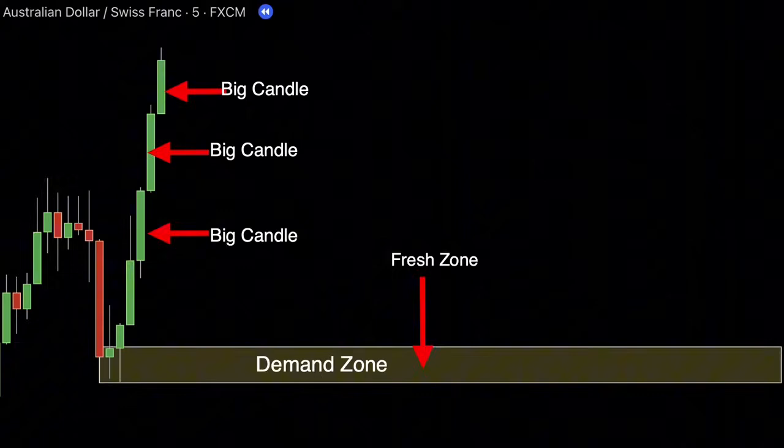A good sign for a high probability trade. Now, let's check the freshness of the zone. This zone is fresh, meaning it hasn't been tested before. Since it's the first time the market revisits this zone, it has a higher chance of reacting strongly.